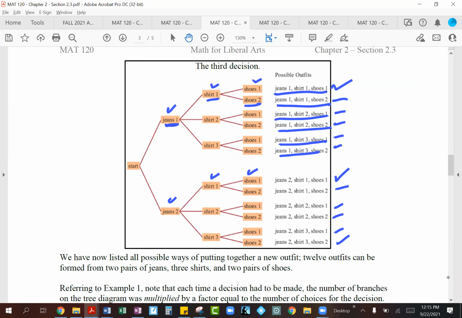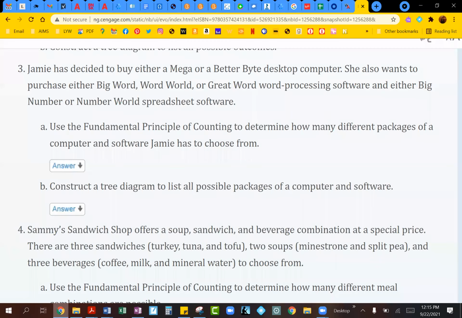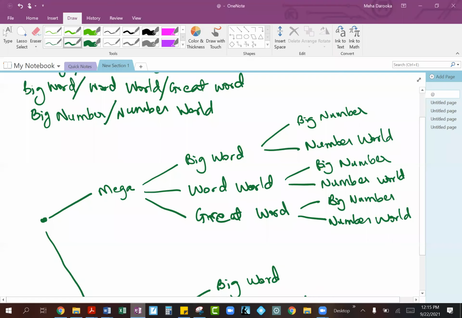Then you're still with jeans 1, shirt 2, shoe 1, jeans 1, shirt 2, shoe 2, and of course you keep moving forward. Jeans, shirt 3, shoe 1, then again shirt 3, shoe 2. So you keep coming up with all these possibilities, and that's what they're asking us to do in this part B: list all the possible packages that we can come up with between the computer and the different software that Jamie wants to buy.